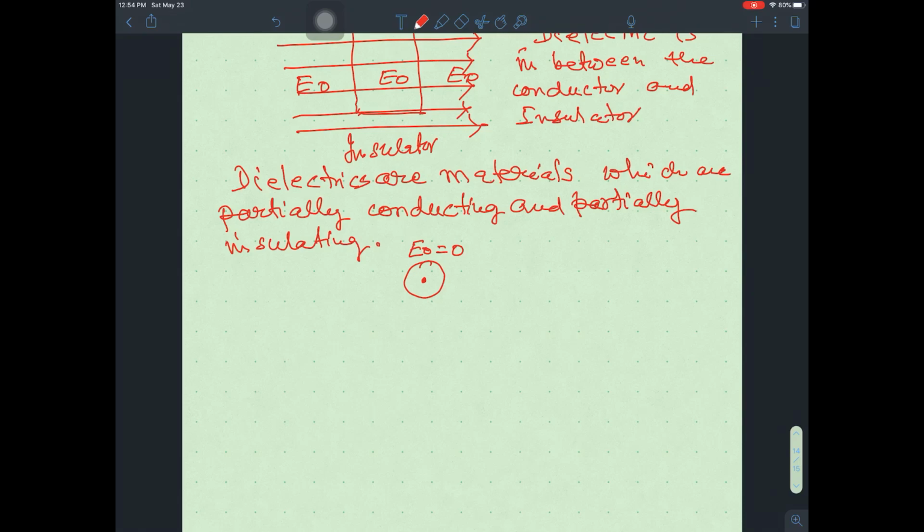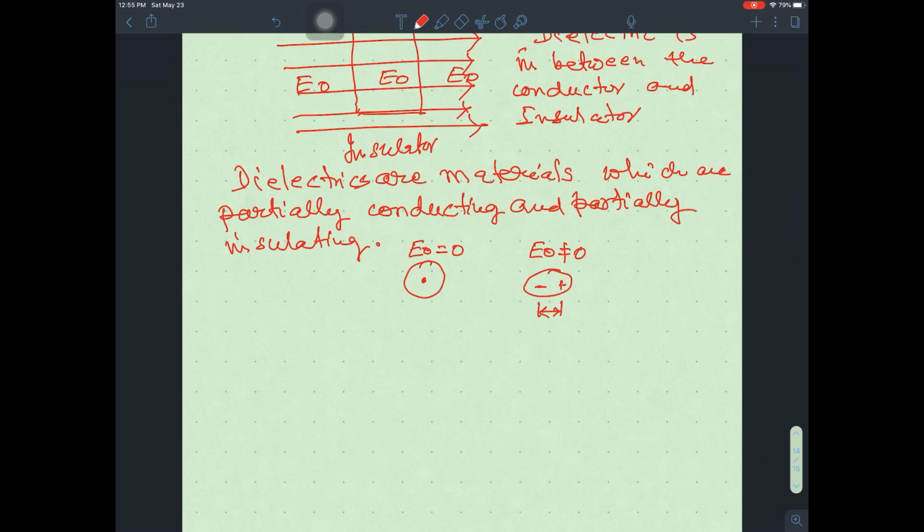Before application of external electric field, the center of positive charge and the center of negative charge are at the same point. But if we apply the external electric field, there is a shifting in the center of positive charge and negative charge. E naught, the applied electric field, is not 0. So here we observe that there is a shifting.